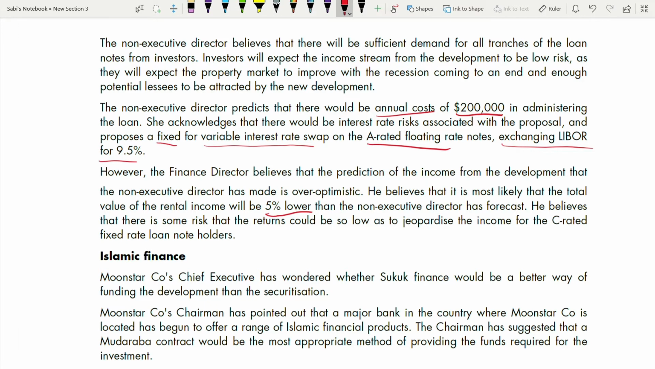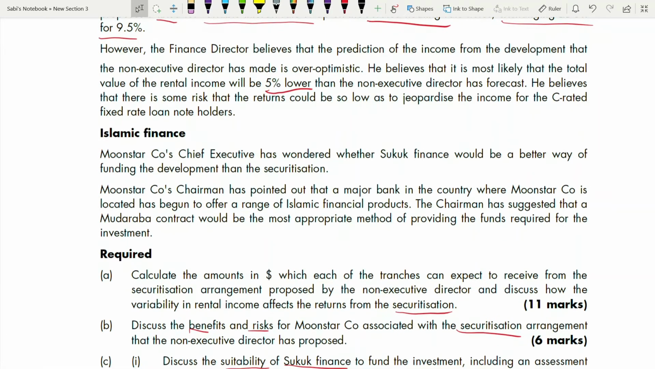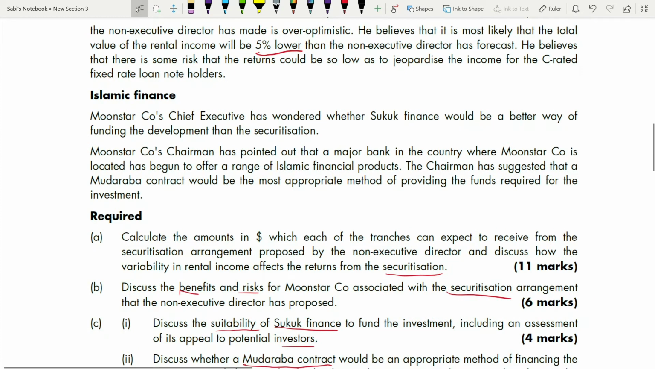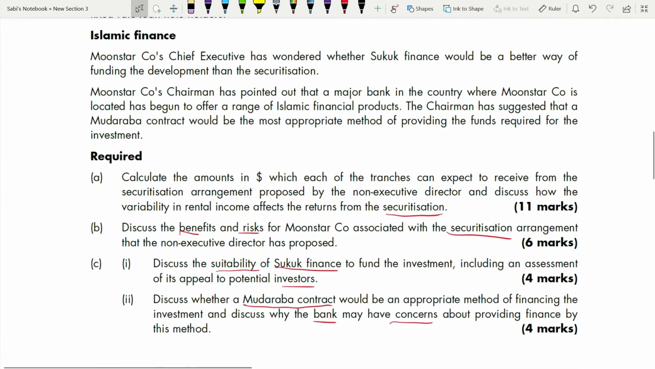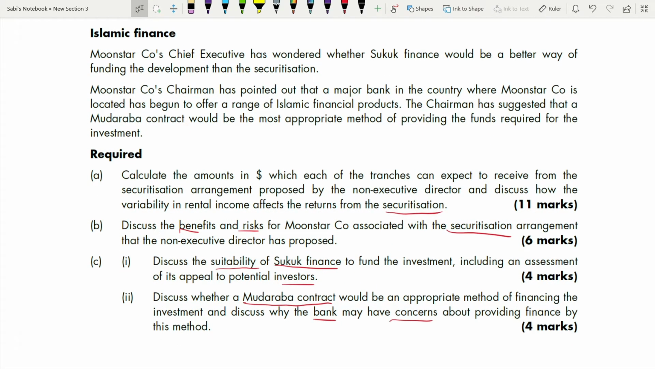Now we'll go to the Islamic finance. Islamic finance we'll read later. First, based on the case study we have read till now, we can answer part A and part B. It is about securitization, so for securitization part A we will read again. The requirement says calculate the amount in dollars which each of the tranches can expect to receive from the securitization arrangement.